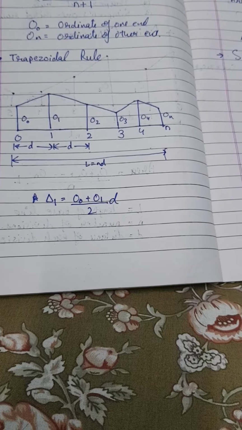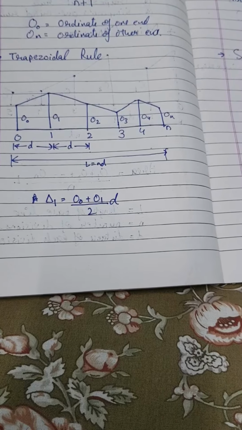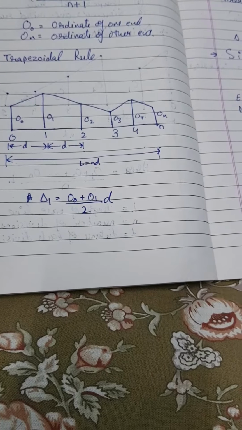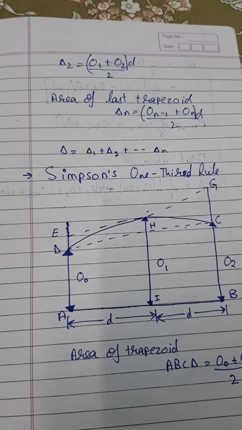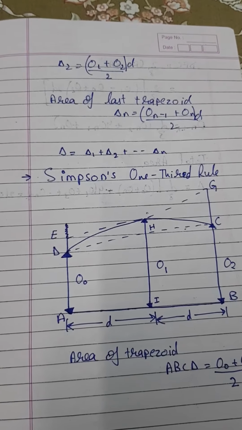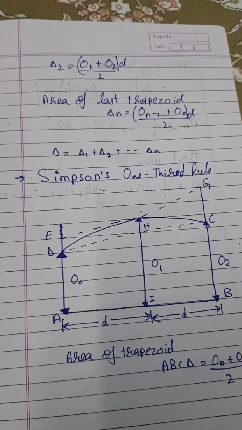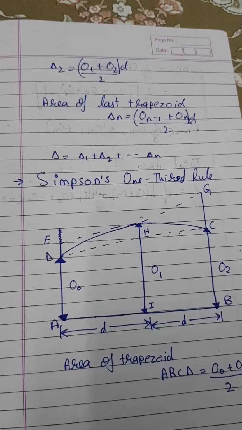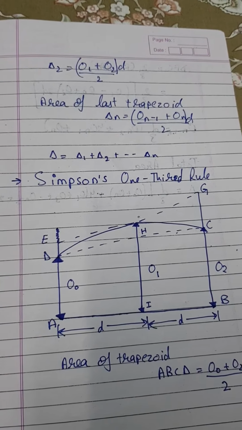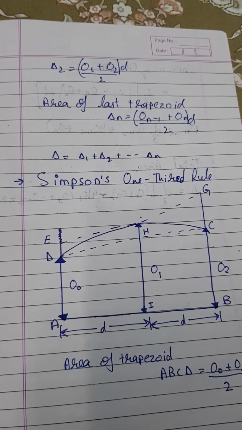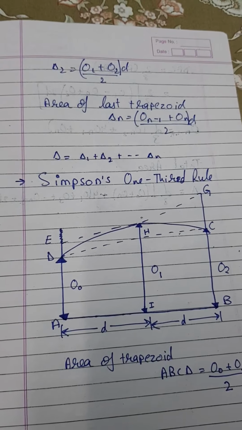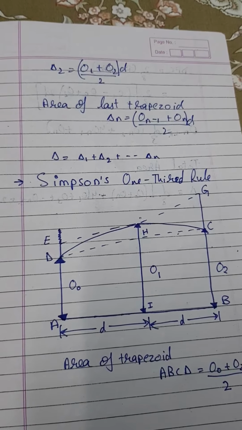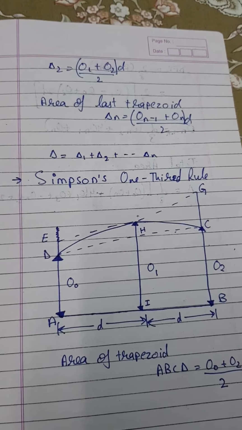So let delta 1 be (O0 plus O1) by 2, the whole multiplied by d. Similarly, delta 2 would be (O1 plus O2) by 2, multiplied by d. Then the area of the last trapezoid would be delta n is equal to (O n minus 1 plus O n) divided by 2, multiplied by d.